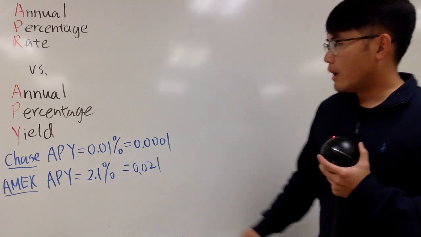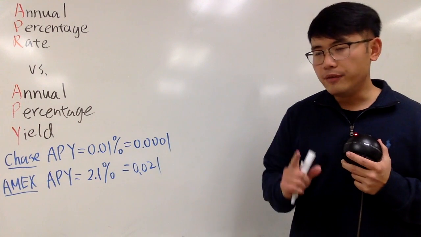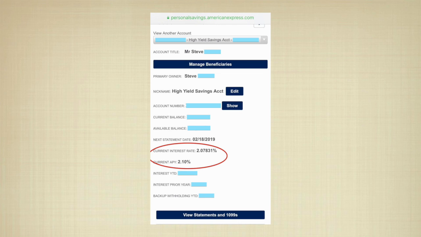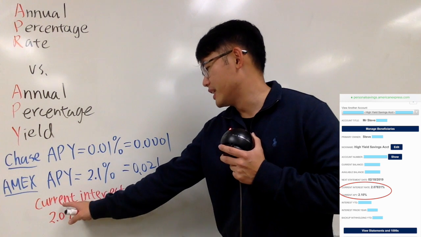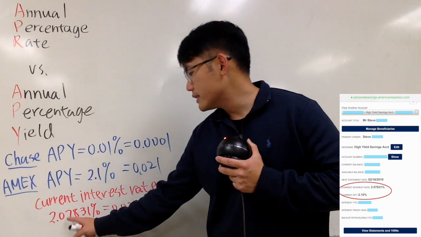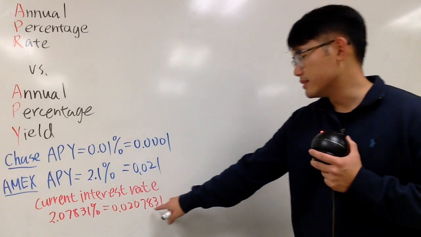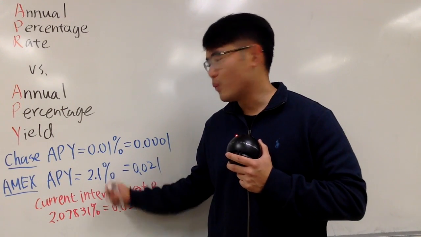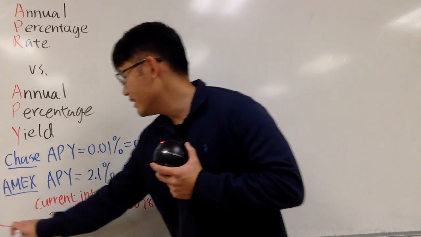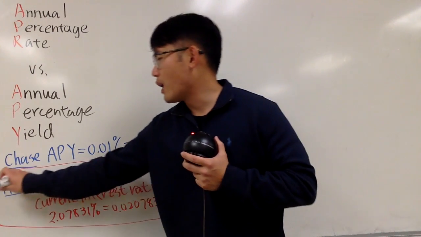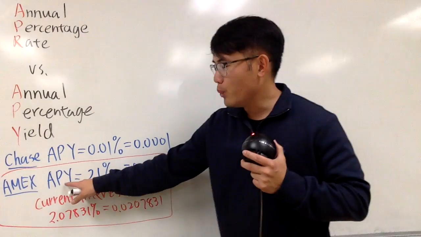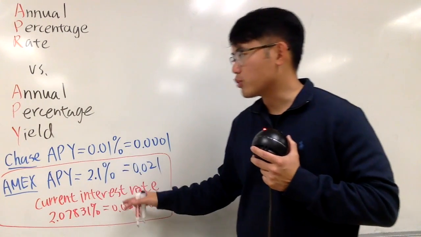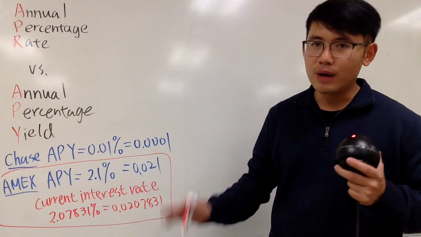Now, the banks use APY, and if you actually sign up for their banks, you can actually see the APR behind it. You can see the screenshot right here. It says the current interest rate is 2.07831%, which is of course this decimal number right here. And now you see this is different than the APY. So what exactly is the difference between the APY and the APR? APY is when you take compounding into consideration, and this right here is what they mean by the APR. It's the one without being compounded.